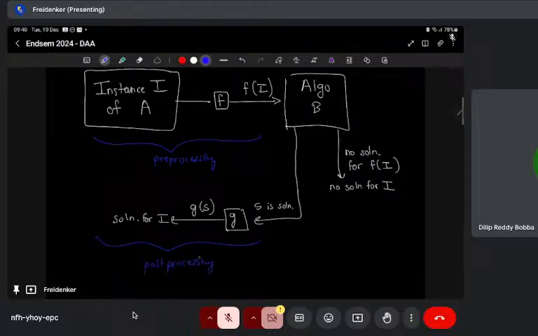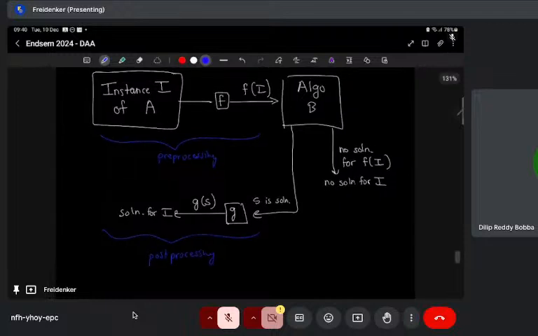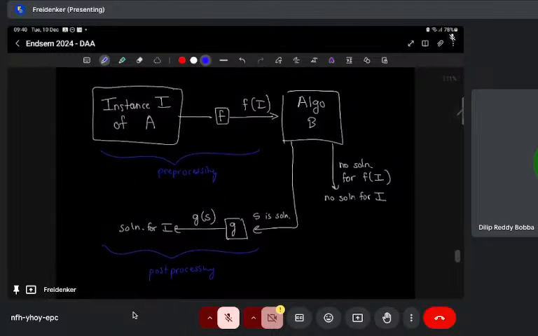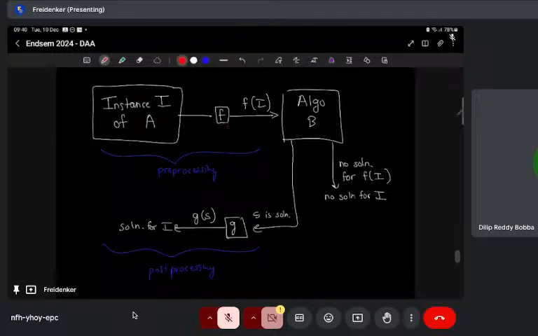So this is essentially how reduction looks, but we want efficiency, right? So this conversion has to be efficient, and this algorithm should be efficient. Efficient in the sense of polynomial time complexity, right? Is there any other thing that should be efficient? Probably even this one. If everything is efficient, then the entire reduction process is efficient. So nice.